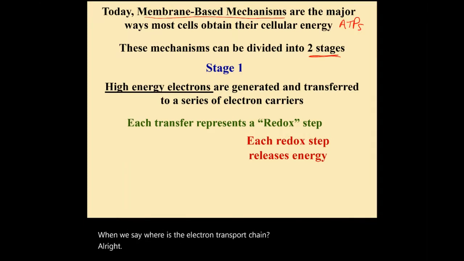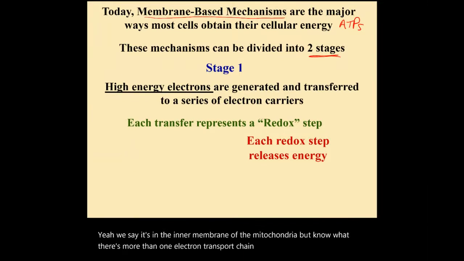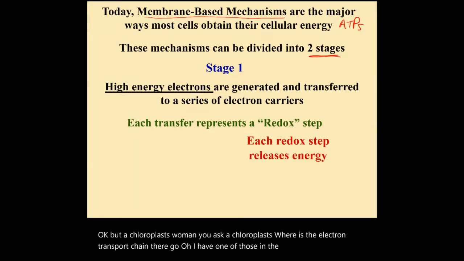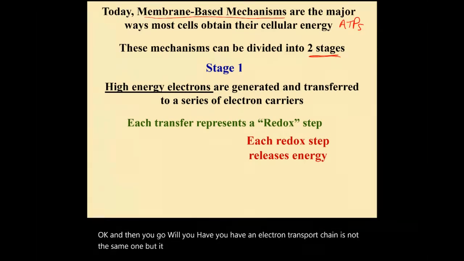We say, oh, it's in the inner membrane of the mitochondria. But you know what? There's more than one electron transport chain. I usually call that one the electron transport chain, because that is the most important one to me and to other animals. But when you ask a chloroplast, where is the electron transport chain? They'll go, oh, I have one of those in the thylakoid membrane. And then you go, well, you have an electron transport chain. It's not the same one, but it is a series of what?